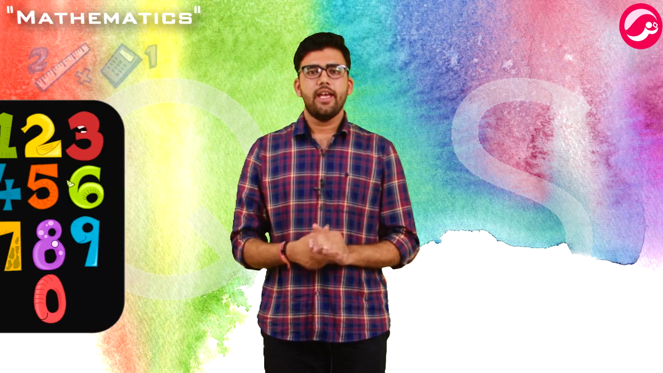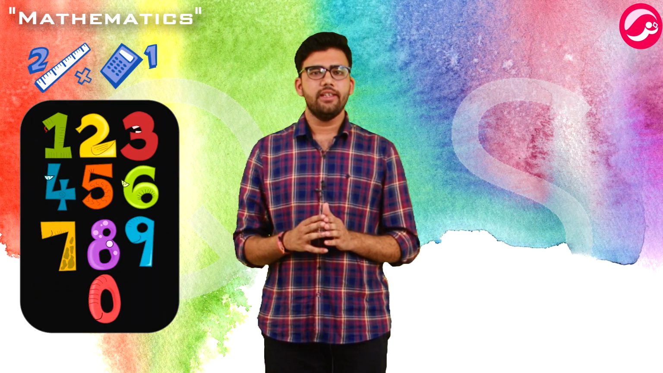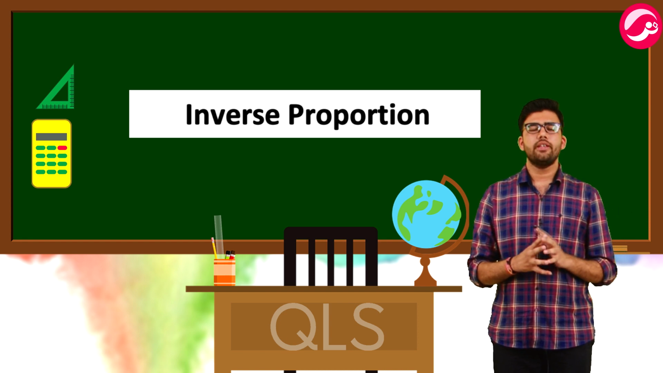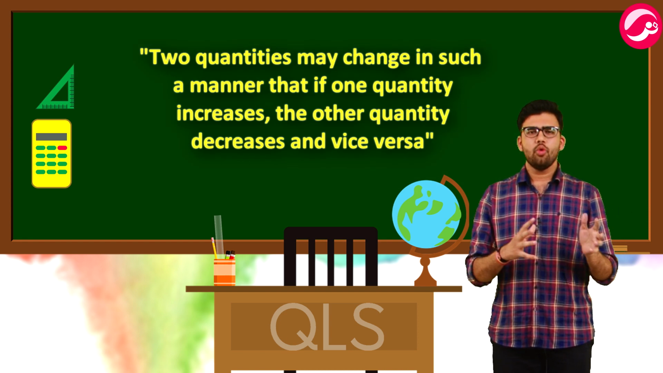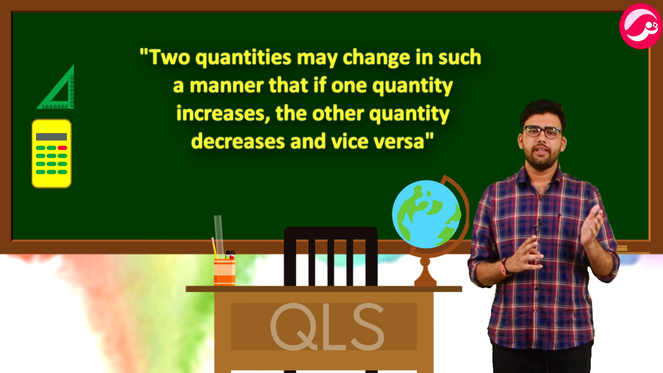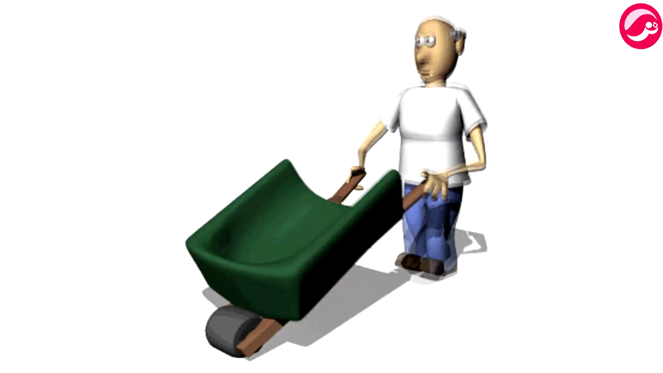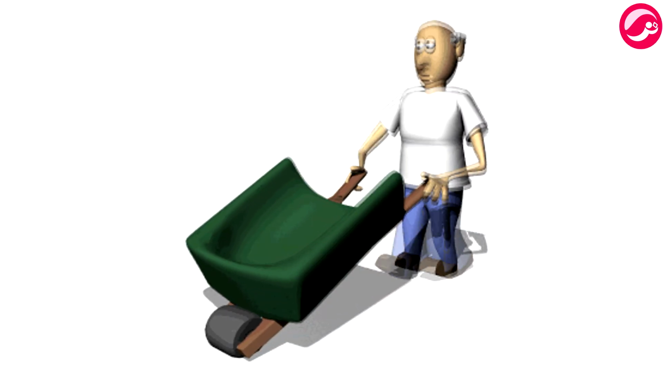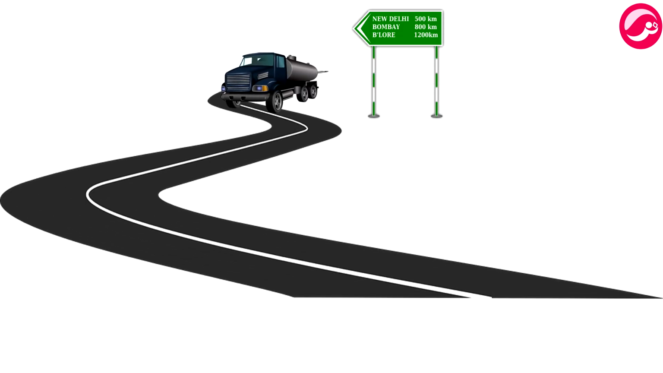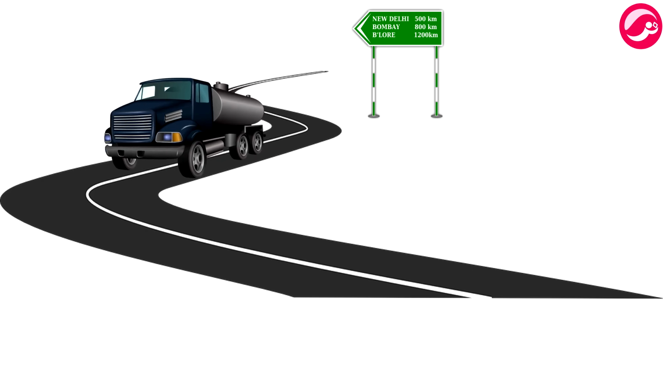Hello friends, in the previous session we studied direct proportion. Now in this session we will discuss inverse proportion. Two quantities may change in such a manner that if one quantity increases, the other quantity decreases and vice versa. For example, as the number of workers increases, the time taken to finish the job decreases. Similarly, if we increase the speed, the time taken to cover a distance decreases.